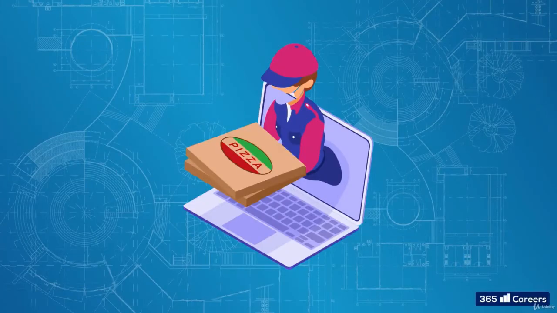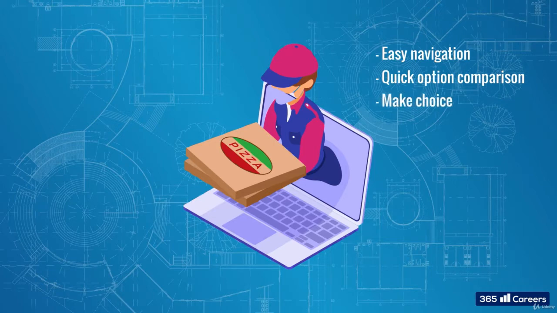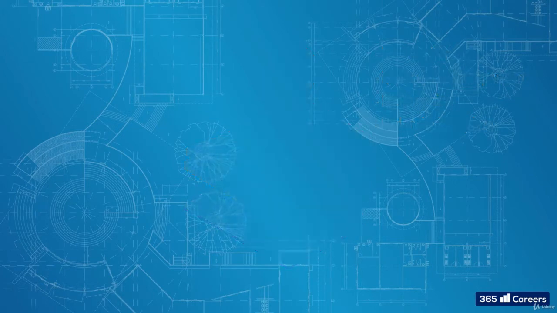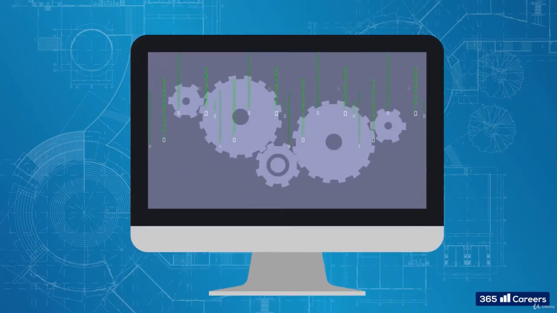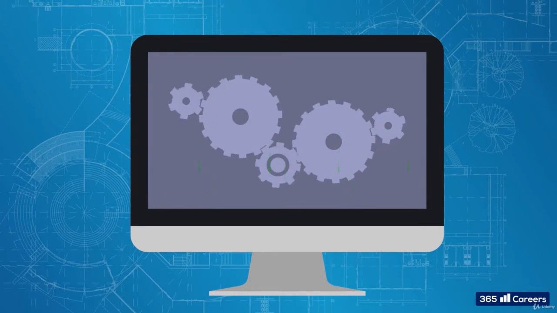If the scope of a project is a website for ordering pizza, for example, aspects such as how easy it is for somebody to navigate through the site and be able to quickly compare options, make a choice, and order the desired pizza would be very important. The focus cannot be only on creating the technical side of a website and missing such details, right?